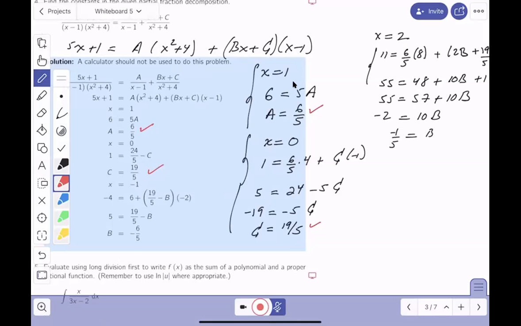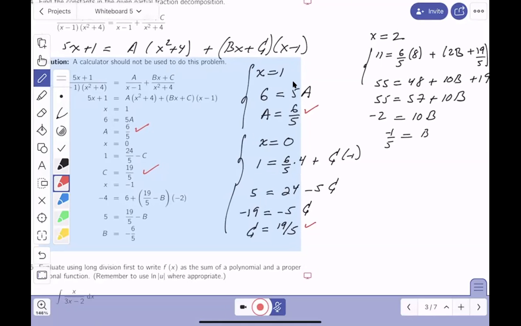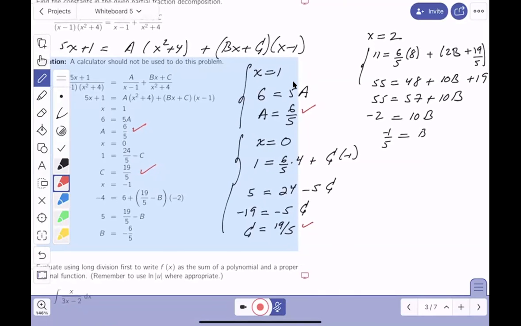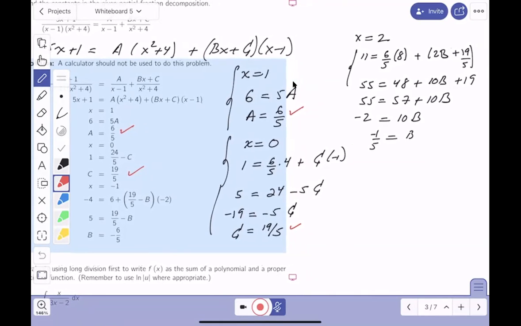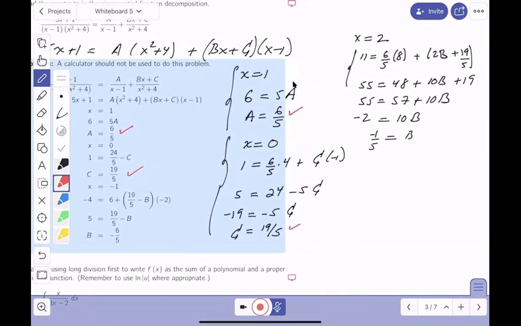So if I do 2, that's 2 times 5 is 10, 10 plus 1 is 11. That's good. And 2 squared is 4, 4 plus 4 is 8a. A is 6/5. I did okay there. I said x is 2, so it's 2b plus c. And I say c is 19/5. That's good. And then I multiply both sides by 5, 55. 6 times 8 is 48. 5 times 2b is 10b. And 5 times 19/5 is 19.